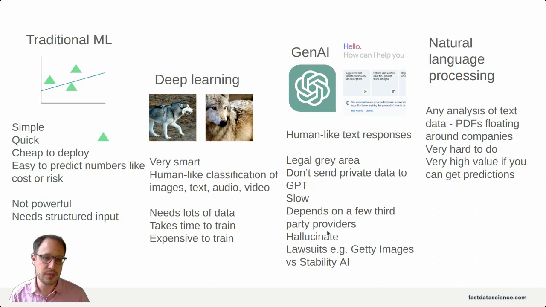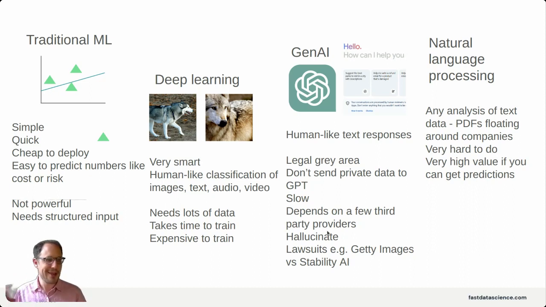There have been a number of lawsuits, such as Getty Images and Stability AI, where Stability AI had been using some images from Getty Images' library. So there are all kinds of lawsuits between traditional content providers and the tech companies that are offering generative AI solutions. Then finally, there's natural language processing.